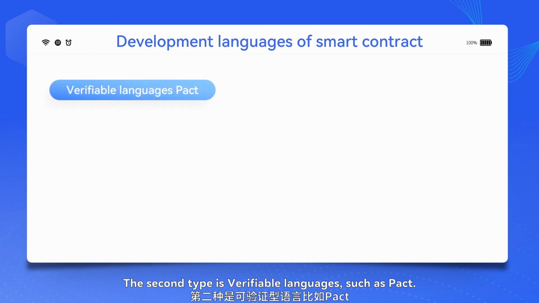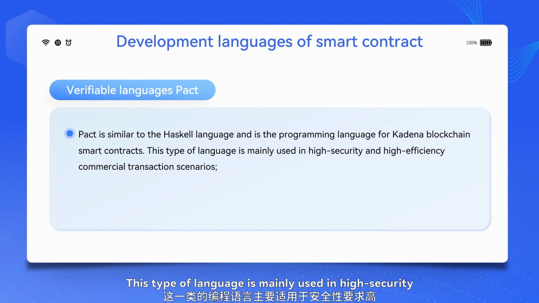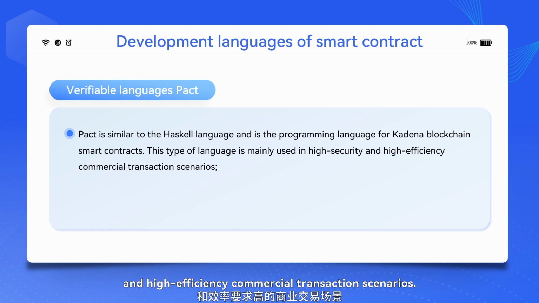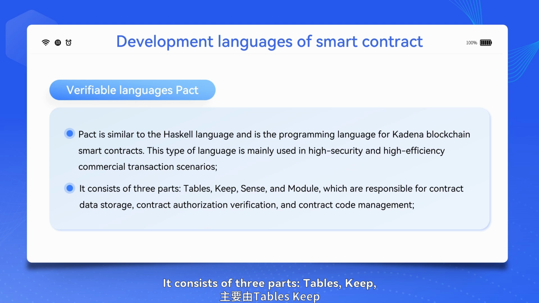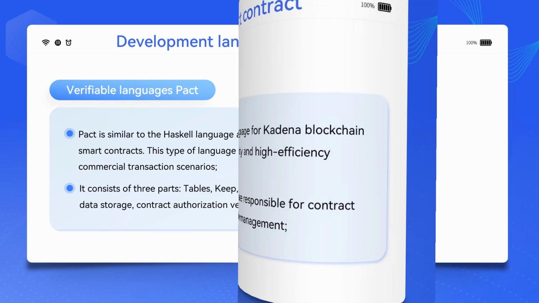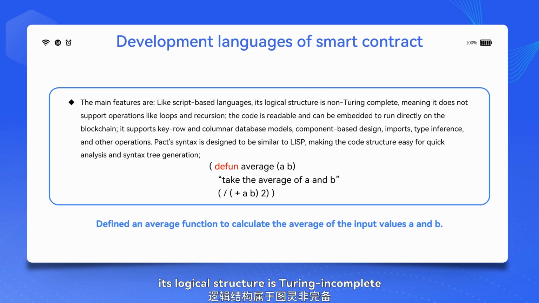The second type is verifiable languages, such as Pact. Pact is similar to the Haskell language and is the programming language for Kadena blockchain smart contracts. This type of language is mainly used in high-security and high-efficiency commercial transaction scenarios. It consists of three parts: tables, keyset, and module, which are responsible for contract data storage, contract authorization verification, and contract code management. Like script-based languages, its logical structure is Turing incomplete and does not support operations like loops and recursion.